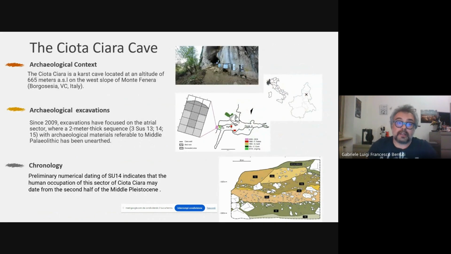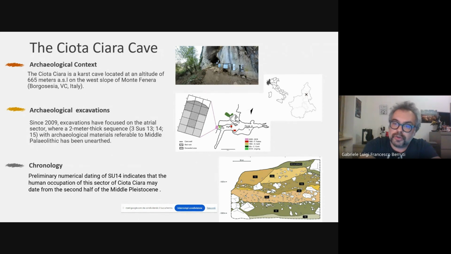Now we can start to speak about the Ciota Ciara. Ciota Ciara is a very important Middle Paleolithic site in the northwest of Italy, in the region of Piedmont. It's located on the slope of Monte Venera, around 600 meters above sea level, near the city of Borgo Sesia. It's a very important Middle Paleolithic site because it's the only Middle Paleolithic site in the region.